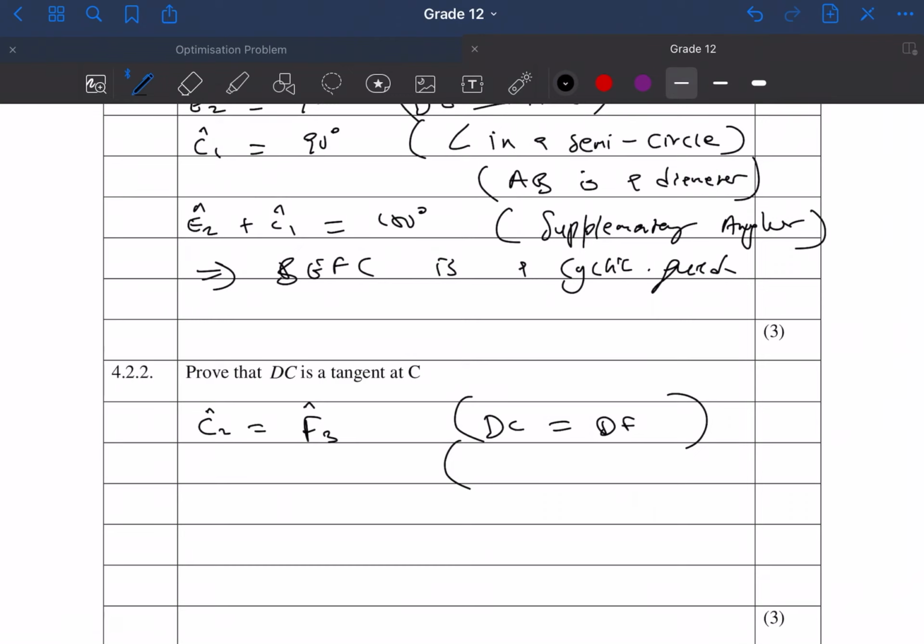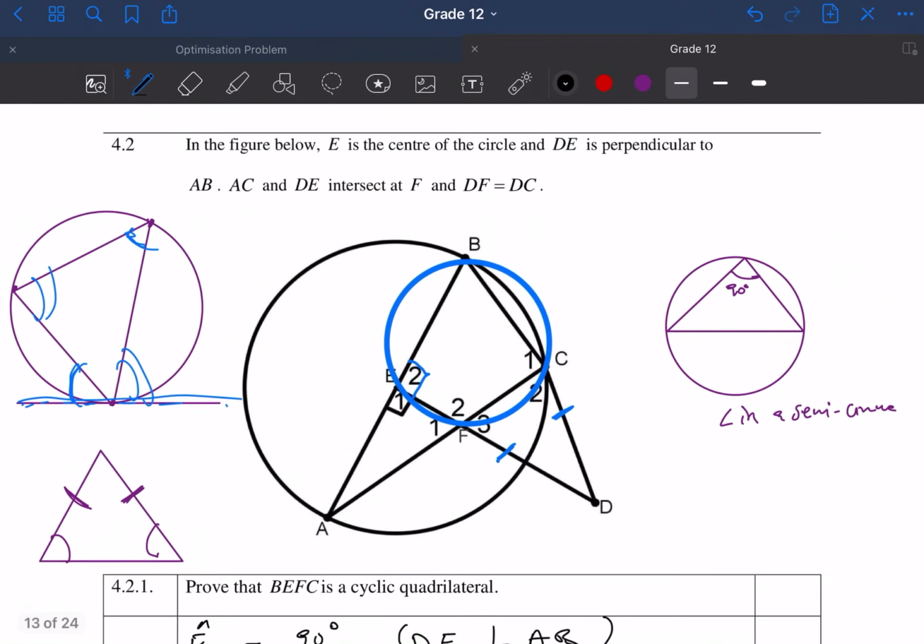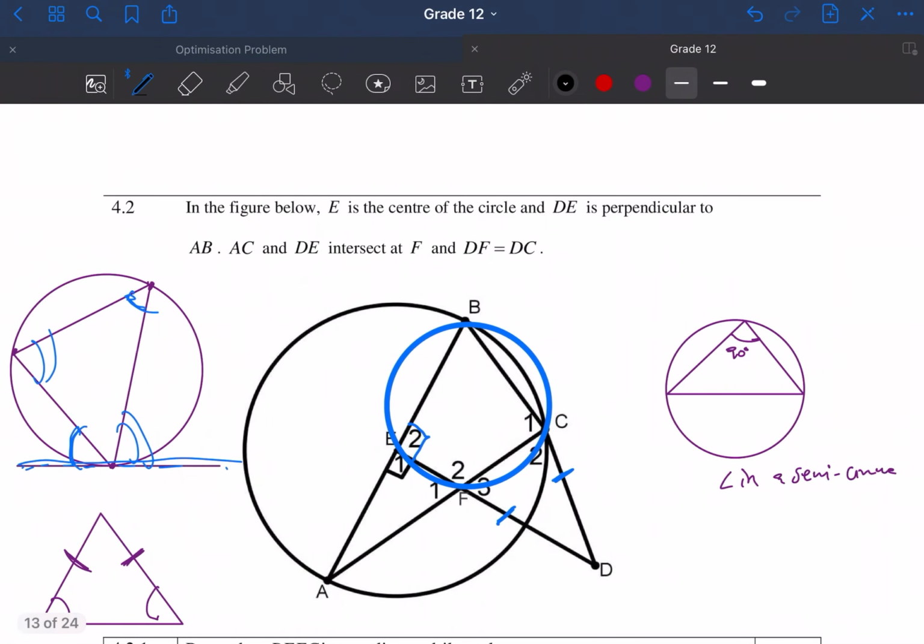Or you can write this reason if you want to: angles opposite equal sides are equal. Depending on what reason you want to write. Okay, and then you get that C2 and F3 are now equal.